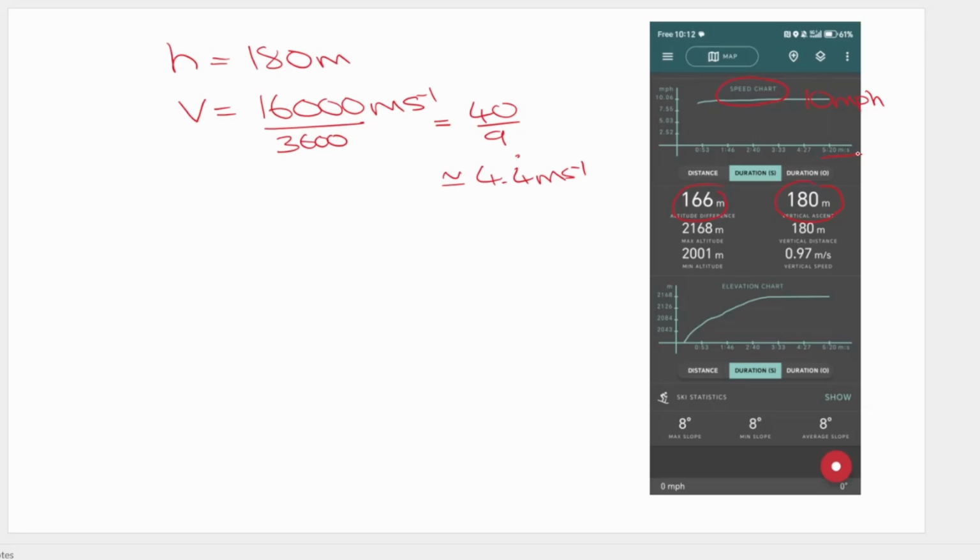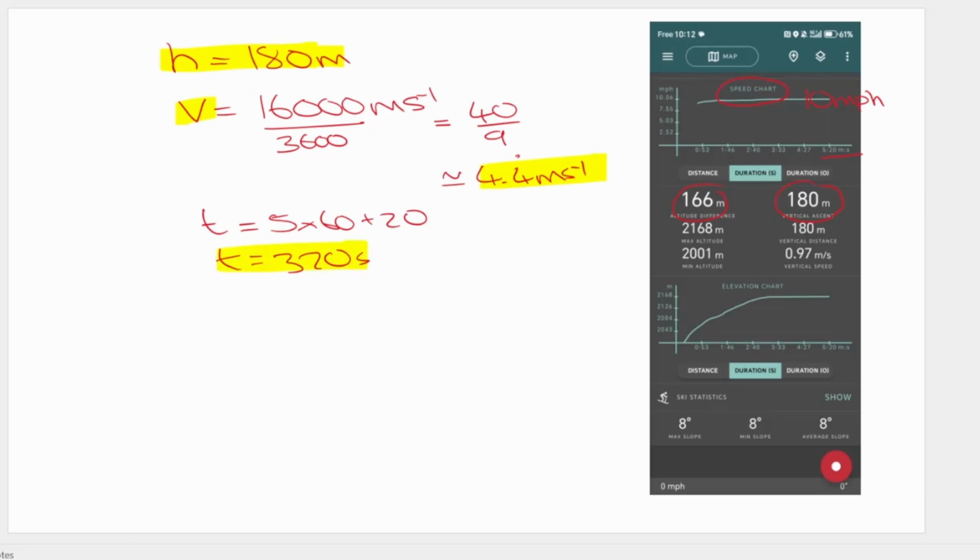We can also look at the time index on the speed time graph, and the elevation chart the same. We've got 5 minutes and 20 seconds, so we do 5 times 60 plus 20. So our time is 320 seconds. Okay, so we've got 3 valuable pieces of information here. We've got the ascent or the height, the velocity, which is 4.4 meters per second, and the time of ascent.